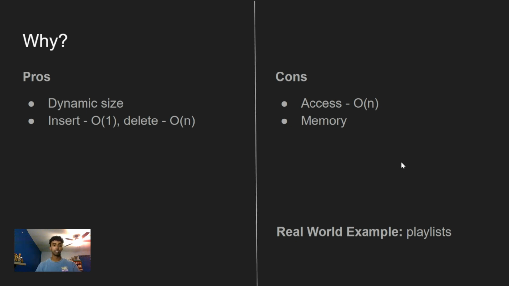The pros and cons of linked list include dynamic sizing, where it's very easy to insert and delete elements from the linked list as opposed to an array. And this comes with the drawback of access being slower, and storing the memory address of the next node can be a little bit tiresome at times as well.